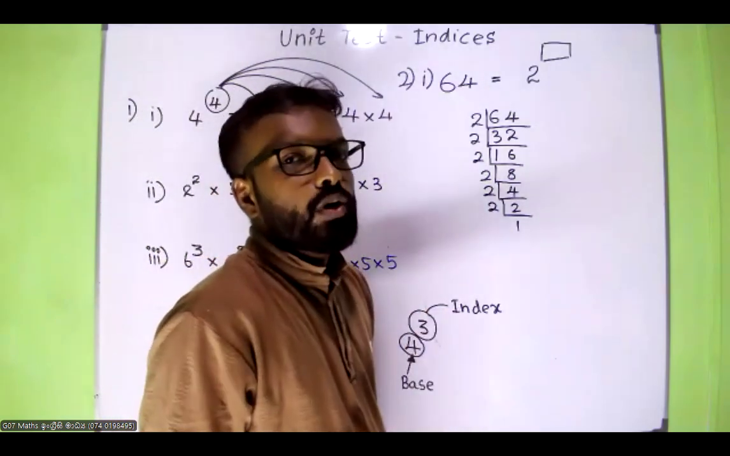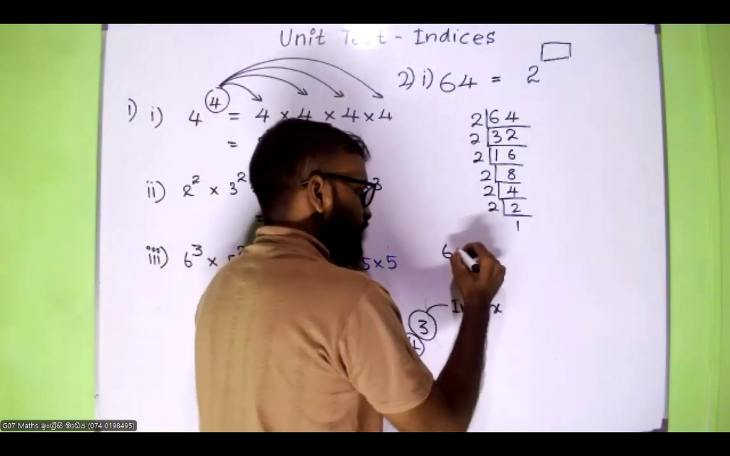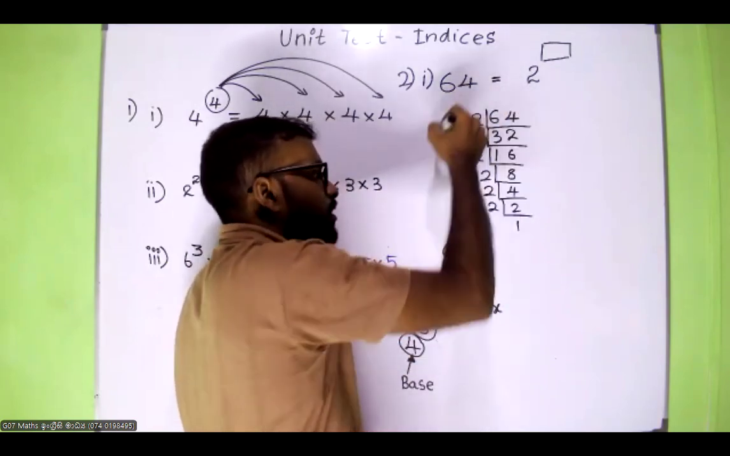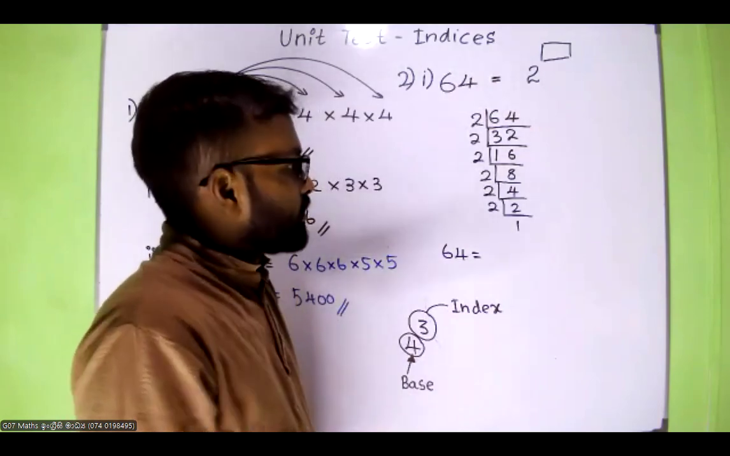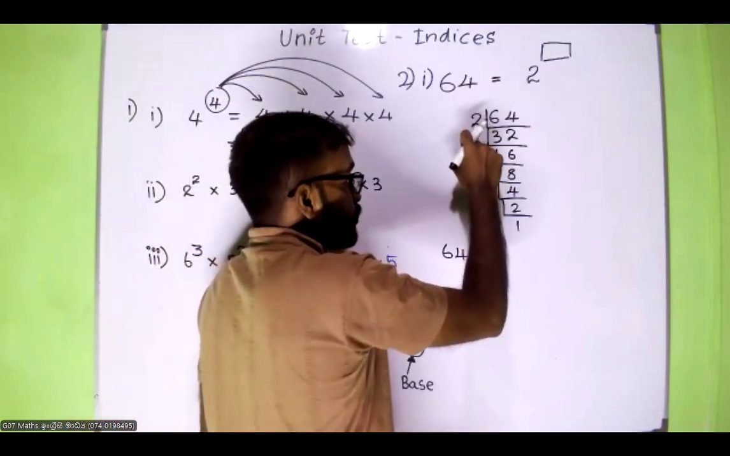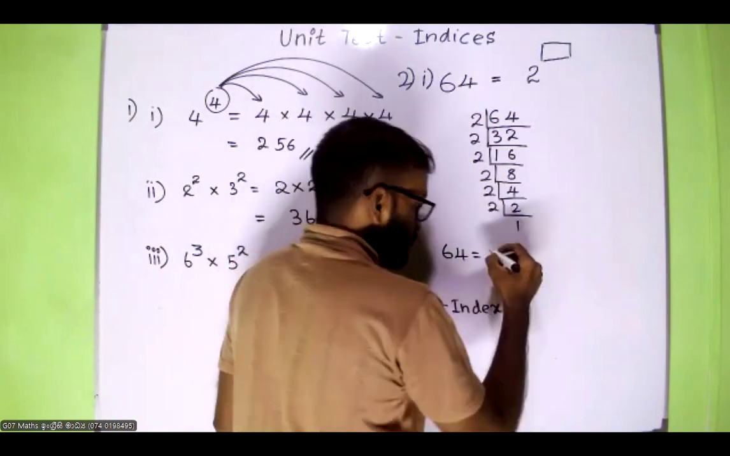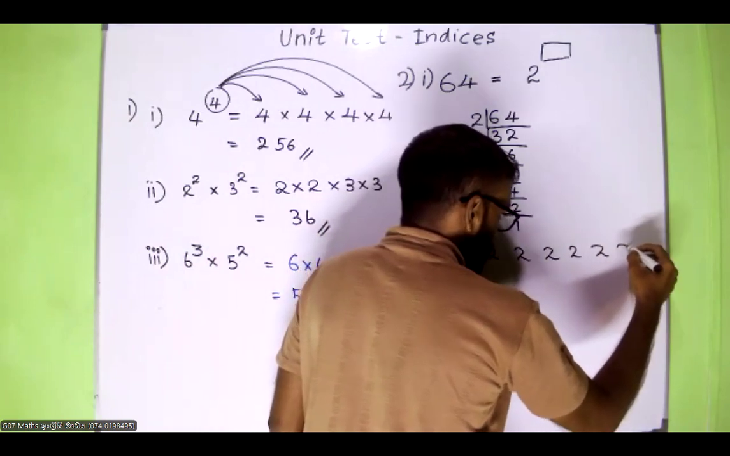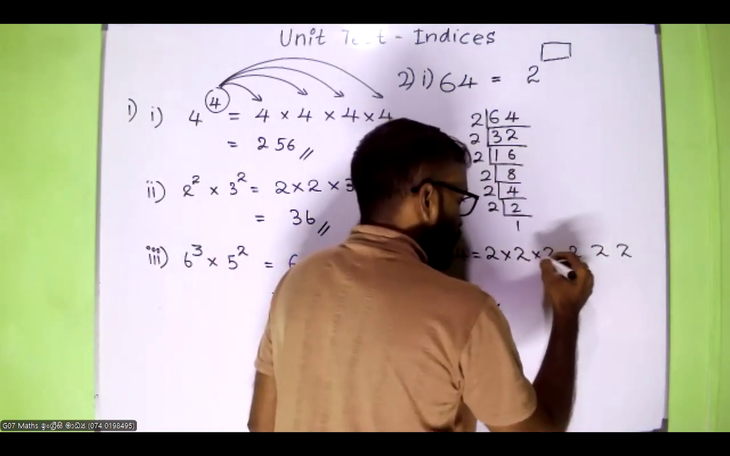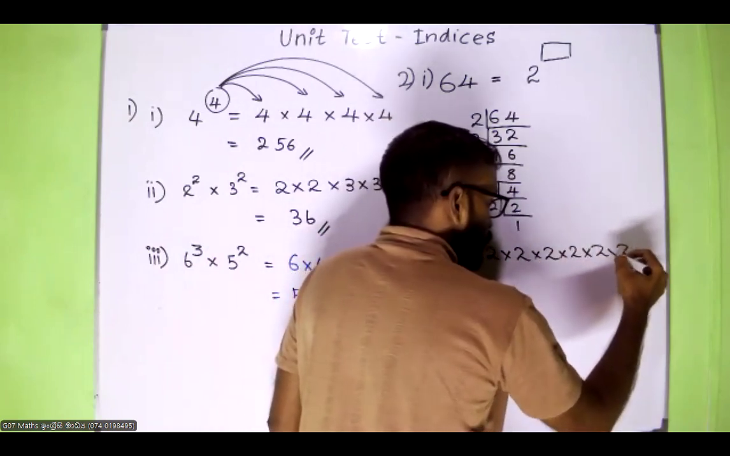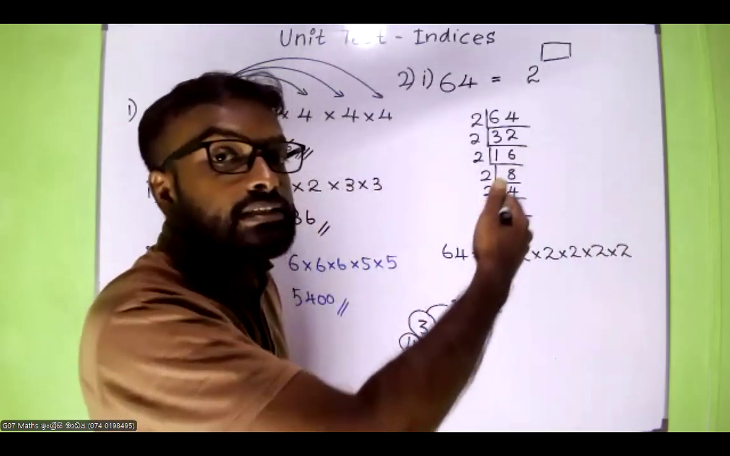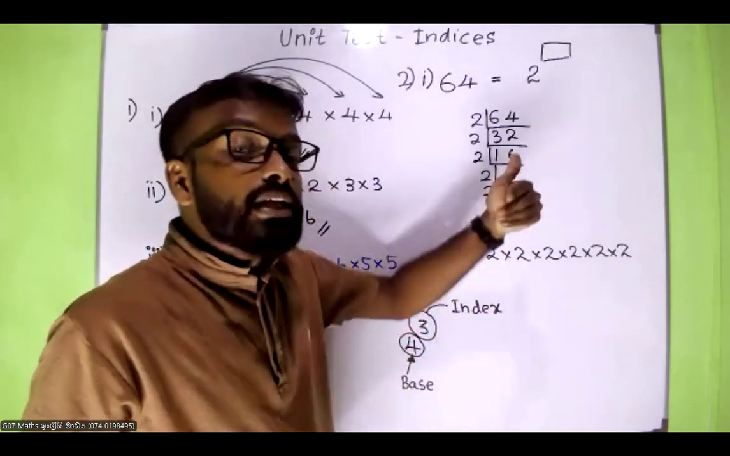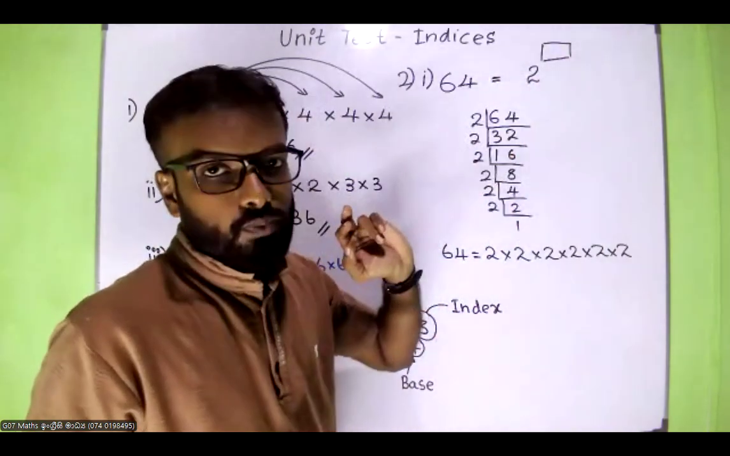Very interesting. How do you write this? So 64 can be written by multiplying these 2's. How many 2's are there? 1, 2, 3, 4, 5, 6. So if you multiply the number 2 repeatedly 6 times, you will get 64.